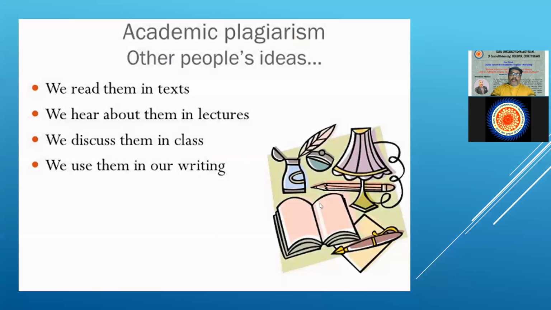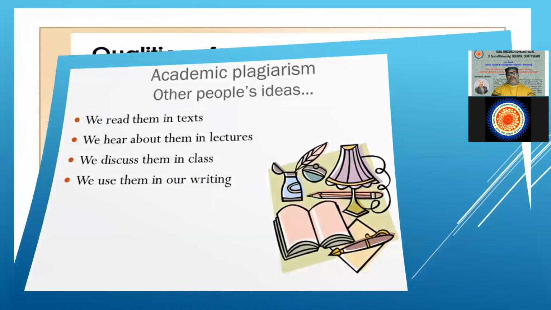Now, the next point is that academic plagiarism is also about other people's ideas. We read them in the text, we hear about them in the lectures, we discuss them in the class, we use them in our writing also. So it is also academic plagiarism. Other people's ideas, we generally steal the idea and start working on that. Even text also, lecture also, many people copy the lecture also, in this way.